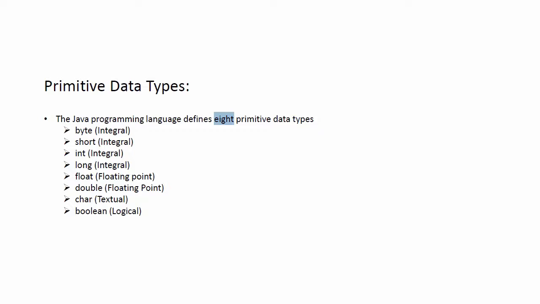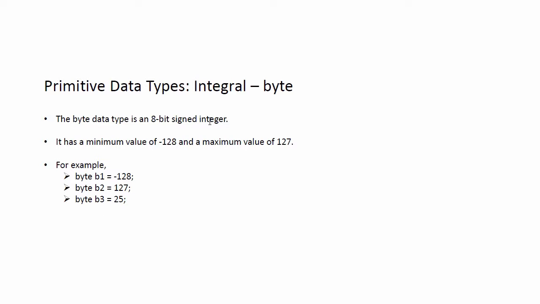Let us first see byte. The byte data type is an 8-bit signed integer. Signed integer means it can store positive and negative numbers. Out of 8 bits, 1 bit is used to store sign, positive or negative, and 7 bits are used to store data. It has a minimum value of -128 and a maximum value of 127.